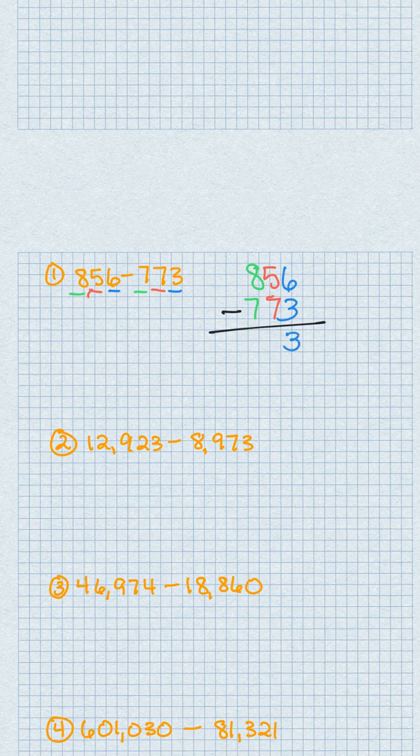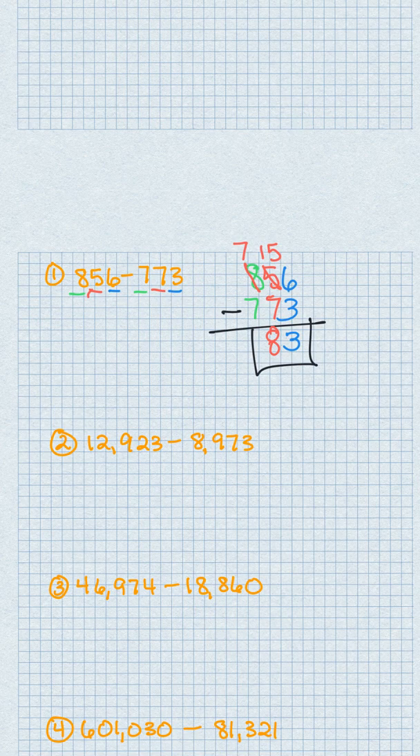But then the 5 groups of 10, we can't take away 7 groups of 10 when we only have 5. So therefore we're going to go over to this next one and borrow 1 from it. So that's 7. This is now going to give us 10 more, so that's going to equal 15. So if we're taking 7 away from 15, that's going to equal 8. And 7 subtract 7 is 0. So our answer is 83.